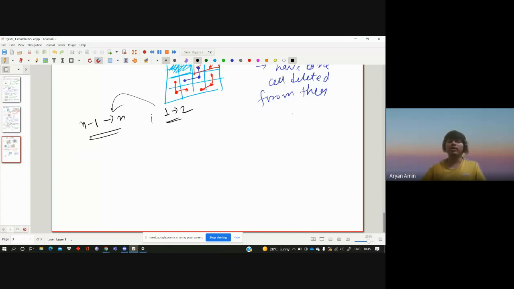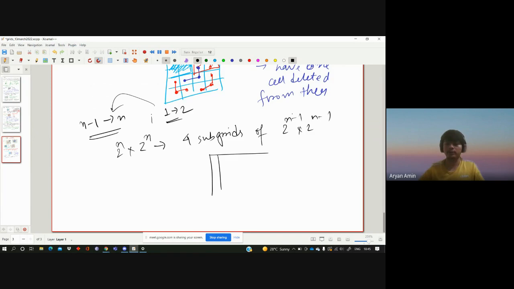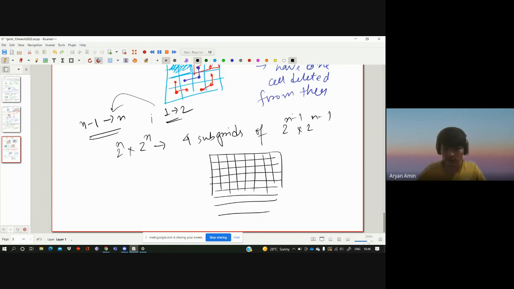So what we are saying is basically you can think of a 2 power n cross 2 power n grid as 4 subgrids of 2 power n minus 1 cross 2 power n minus 1. Consider the 8 cross 8. Okay, so this is hard to draw. 1, 2, 3, 4, 5, 6, 7, and 8.